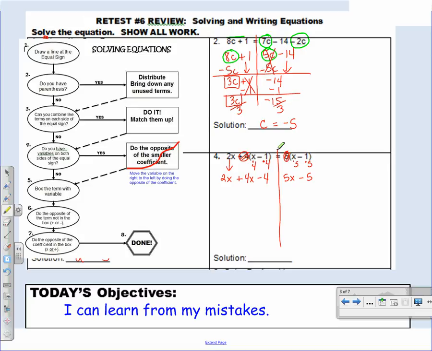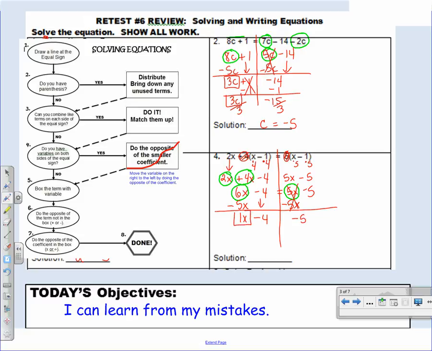Can you combine like terms on each side? Yes, I have a 2x and a 4x. They can combine to equal 6x minus 4 equals 5x minus 5. Step 4, do we have variables on both sides? I have a 6x on the left, a 5x on the right. We're going to move the 5x on the right to the left, and the way we do it is by changing the sign. 6x minus 5x is 1x, then the minus 4 drops down. 5x minus 5x is 0, and the minus 5 drops down.